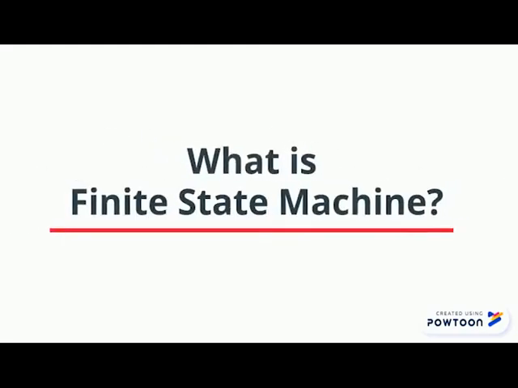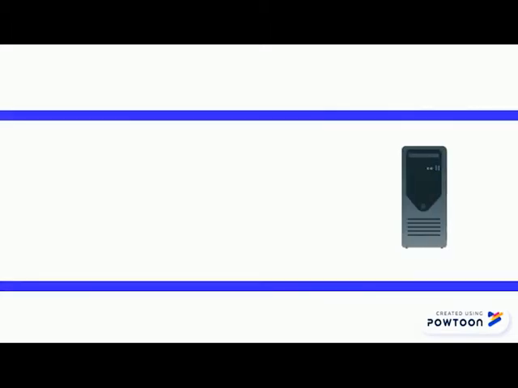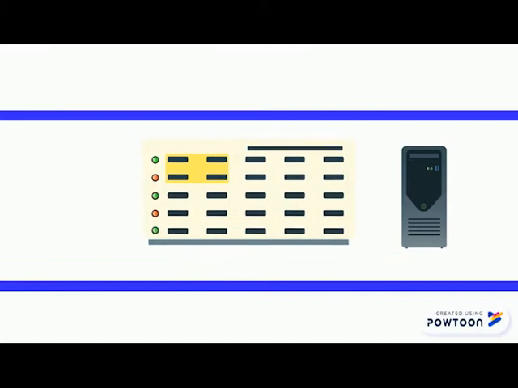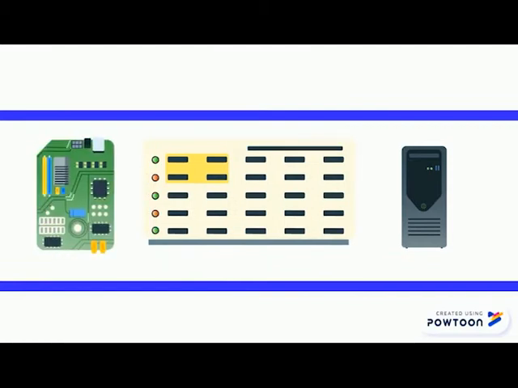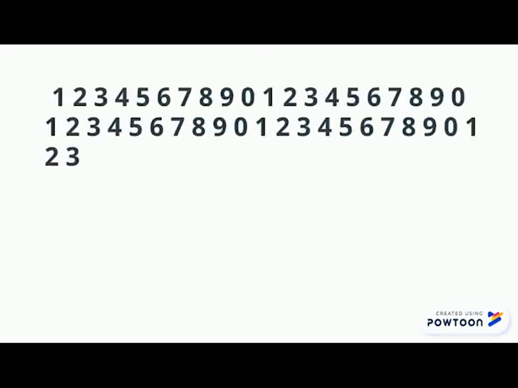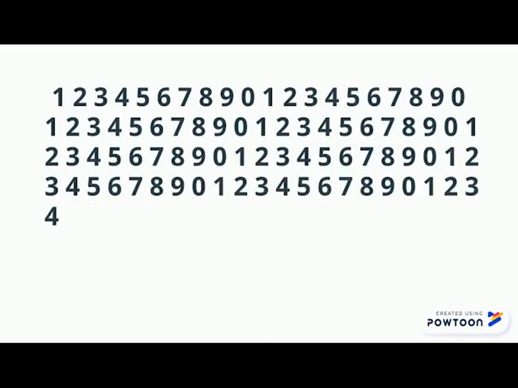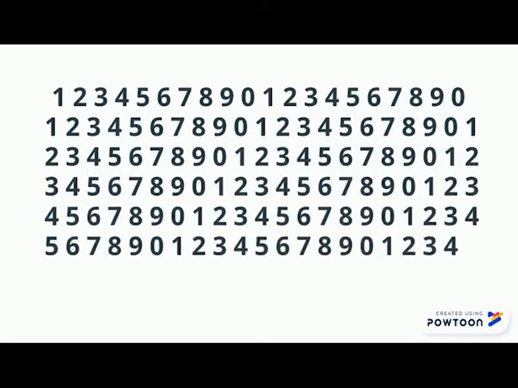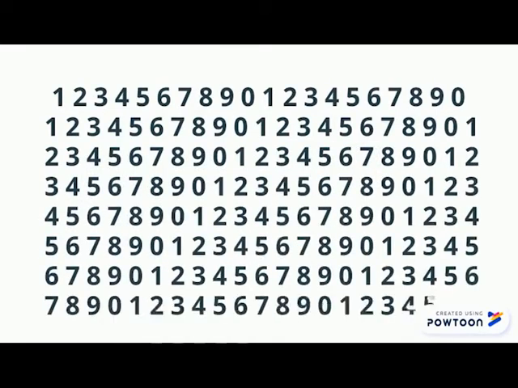What is a finite state machine? Let's first look at the definition of what it is. A finite state machine is a computation model that can be implemented with hardware or software and can be used to simulate sequential logic and some other computer programs. It is a mathematical abstraction used to design algorithms.